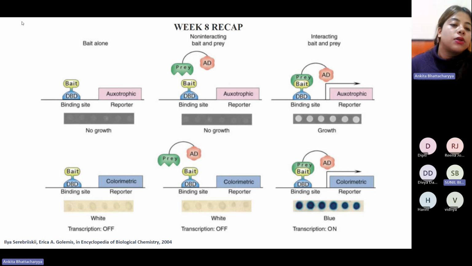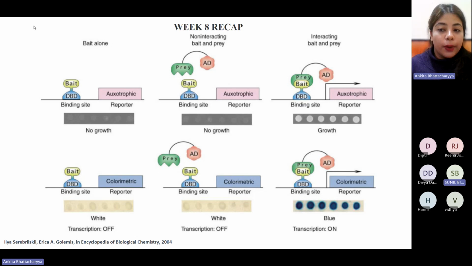So they are survival essential genes, and these are cells which are deficient of those genes. In the first case, when there is only the bait, we see that there is no expression of the auxotrophic reporter, and therefore we are not able to see any growth. In the second case, where we have a prey fused to an activation domain, there is no interaction between the prey and the bait, and as a result the transcriptional circuitry is not completed, the auxotrophic gene is not expressed, and no cell growth can be observed. So this helps us conclude that bait and prey are not interacting.